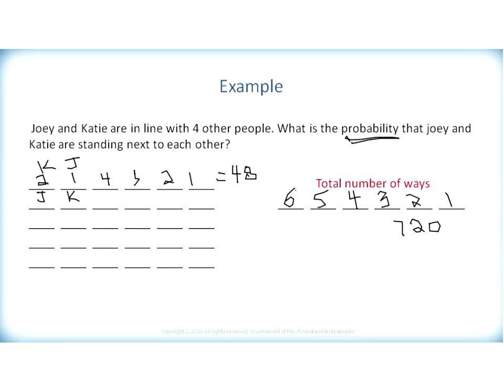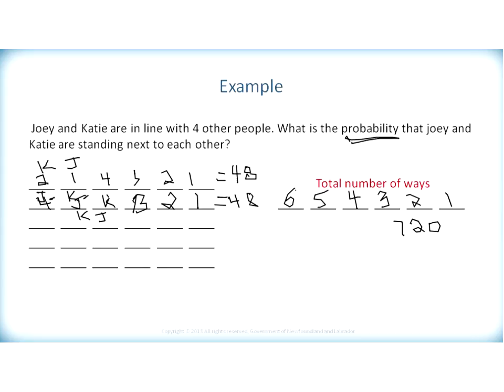Different possibilities if Joey and Katie are in the first and second position. If Joey and Katie are in the second and third position, so we have Joey and Katie, or it could be Katie and Joey, we still have 3, 2, and 1. Once again, there's 2 positions here, leaving 1 option for here, giving us a total of 48.